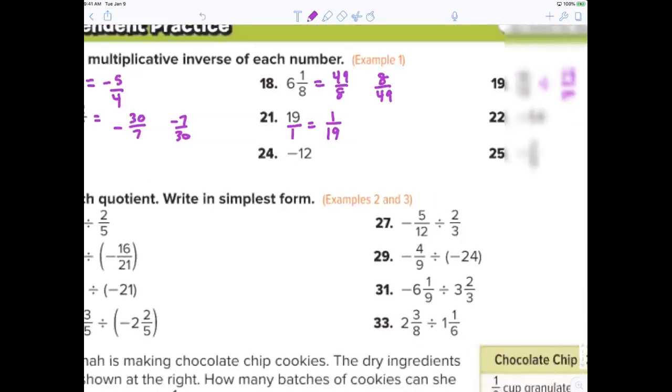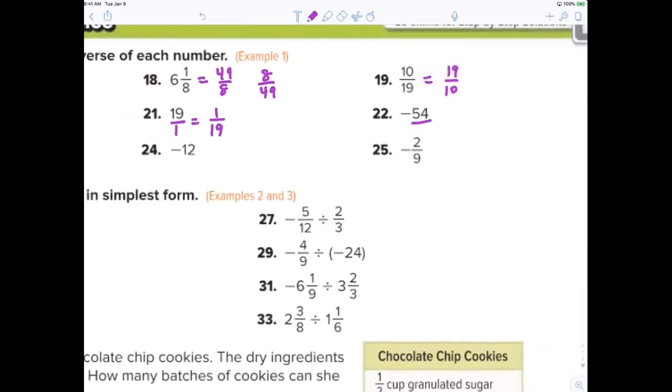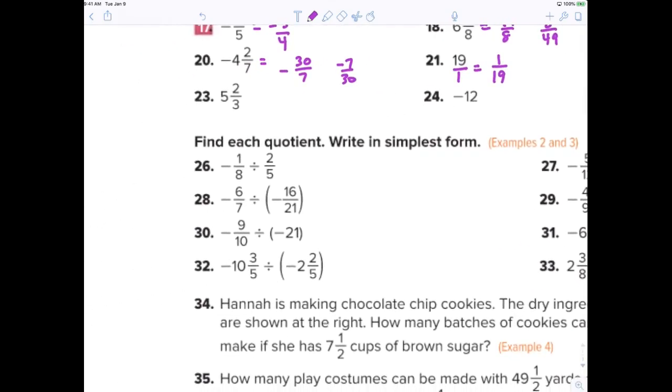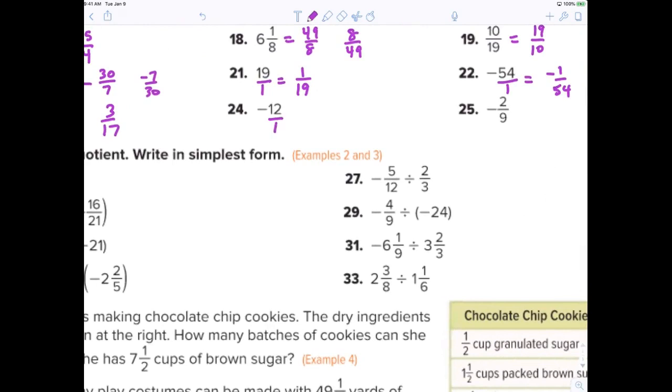Rivers, yes. Let's do 22. Negative 1 over 54. I'm happy with you on that. Negative 1 over 54. All right, Morgan, why don't you finish us off here? 23, what is that going to be? Well, it would be 17 over 3. Nice. All right, Kiara, you're up. It would be negative 12 over 1. Beautiful. Negative 1 over 12.